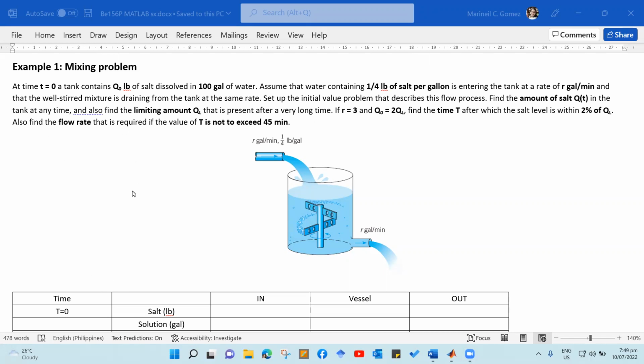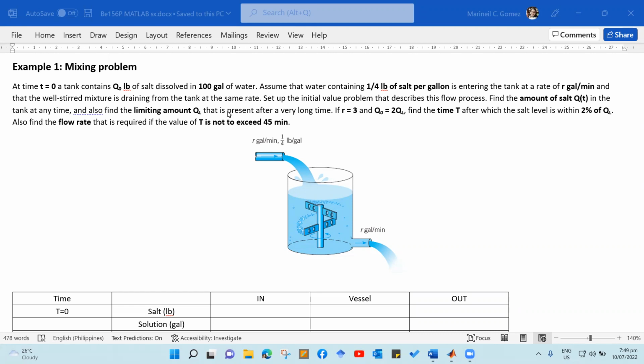So the case is, for example, we have a time t equal to 0. That's the initial condition. You have a tank containing Q sub 0 pounds of salt dissolved in 100 gallons of water. Assume that water containing 1/4 pounds of salt per gallon is entering the tank at a rate of r gallons per minute, and that the well-stirred mixture is draining from the tank at the same rate. Set up the initial value problem that describes this flow process. Find the amount of salt Q(t) in the tank at any time, and also find the limiting amount Q sub L.